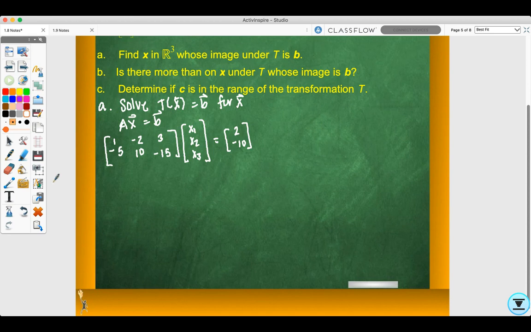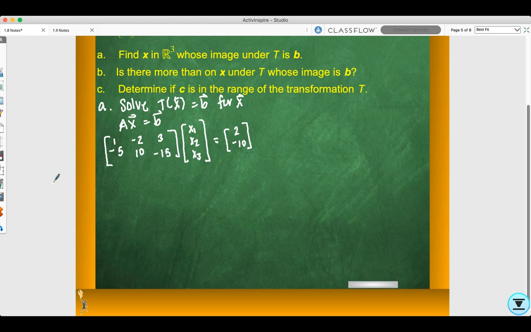So what you're going to do is have the augmented matrix, and that's how you're going to find X. Okay, so we're going to take our augmented matrix and solve for that. And so I would have 1, -5, -2, 10, 3, -15, 2, -10. And I'm going to go straight down for this one. So what I'm going to do is take 1/5 of this row here, because I noticed when I add it to the top row, it would cancel out. So I'm going to take 1/5 of the bottom row.